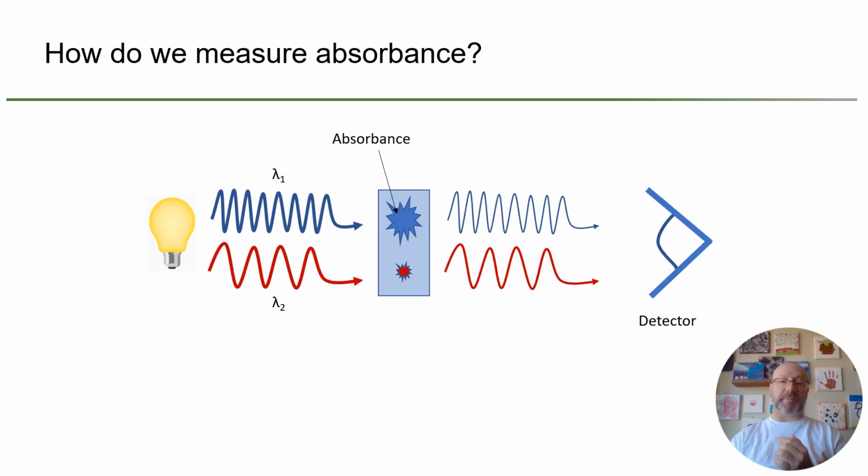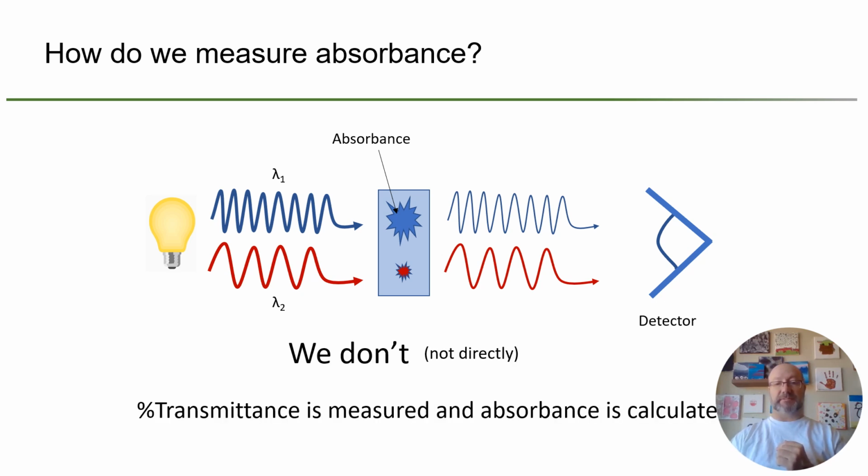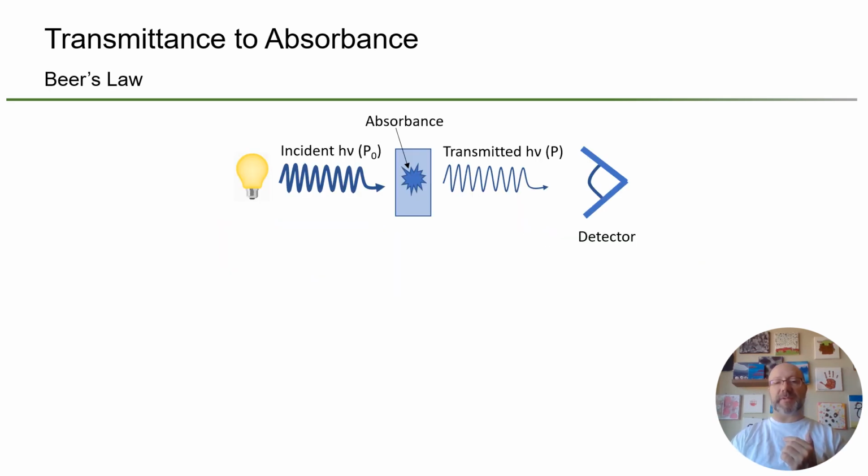How do we measure absorbance? Well, we don't, not directly. We measure transmittance, and absorbance is calculated. Transmittance is log transformed into absorbance. And why do we do this?